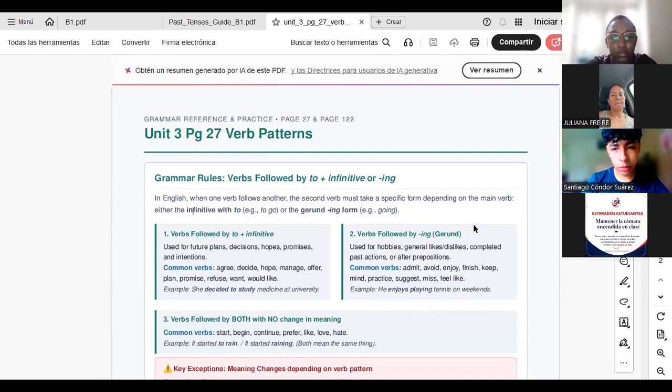El chiste es saber que hay que memorizarse cuándo utilizar cuál. Y algunos verbos admiten ambos, pero cambia el significado. O sea, si sigue con infinitivo, quiere decir una cosa. Si sigue con gerundio, quiere decir otra.